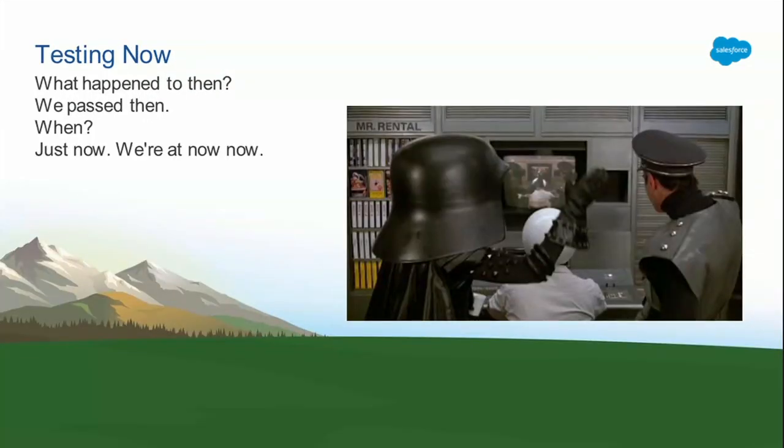Now, one of the other difficult things with testing is testing now. If I say datetime.now in my code and stick it in a field on an object, or use it somewhere else in my class, at the top of my test, that's now, but later down, that's not now. That's then. So when is now?